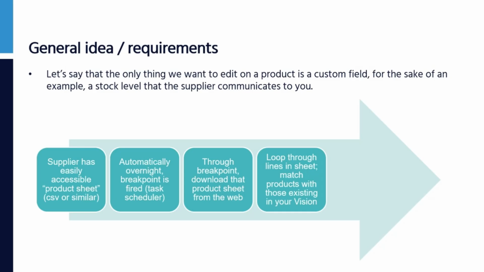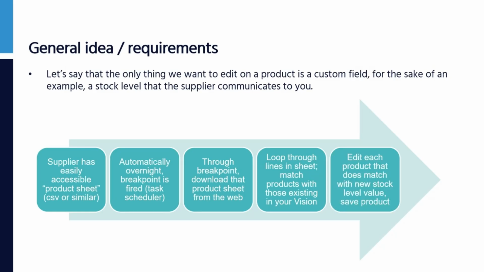And then our breakpoint is going to read it. So it's going to go through all the lines and it's going to try and match products to what we've already got in Vision. So since in this case, we're only just trying to edit a custom field, we're going to only try and match. We're not going to try and add products. That's beyond the scope of our idea here. But we can loop through and we can say, okay, so if I've got product one, yep, I've got product one in my system. And then I'm going to edit product one to say, yep, the stock level's now high or whatever the supply, however the supplier communicates it. So we're going to edit that custom field based on the idea. And we're going to save the product.